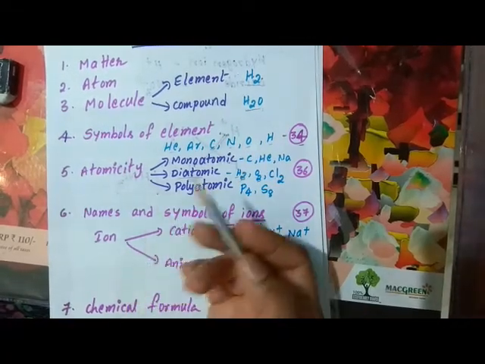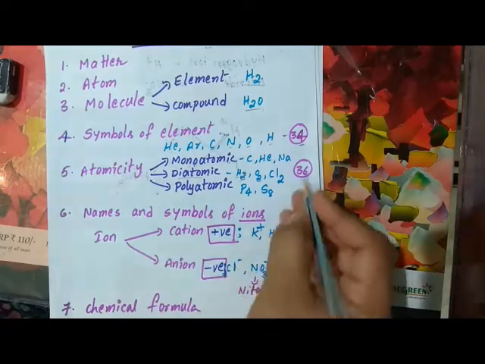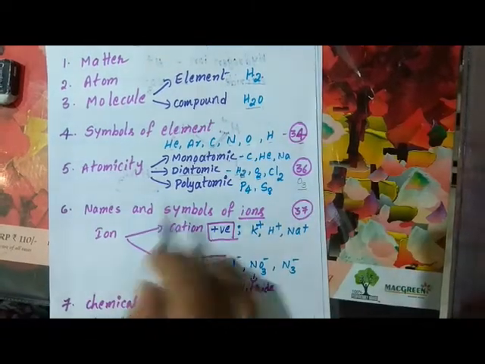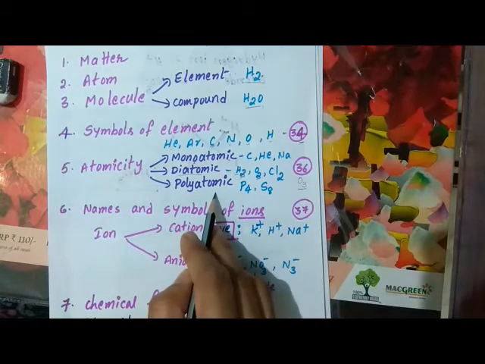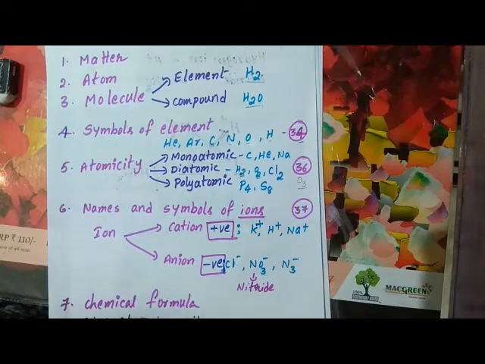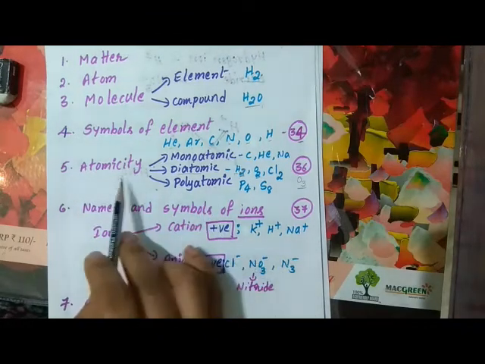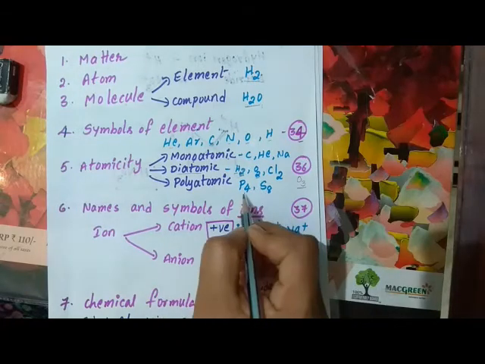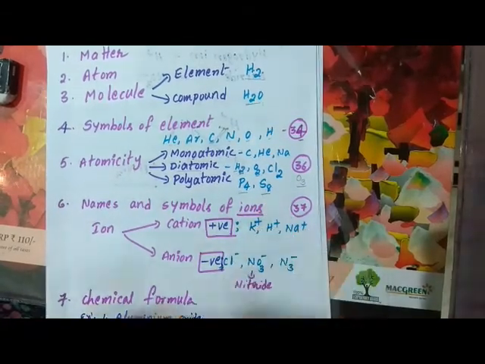Polyatomic, triatomic are there. Example for the triatomic is O3, ozone. Next one is polyatomic. Here, when three or more atoms combine and form a molecule, it is considered as polyatomic. Best examples: phosphorus and sulfur.